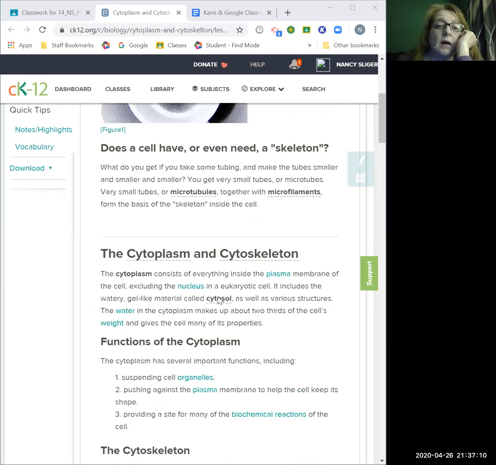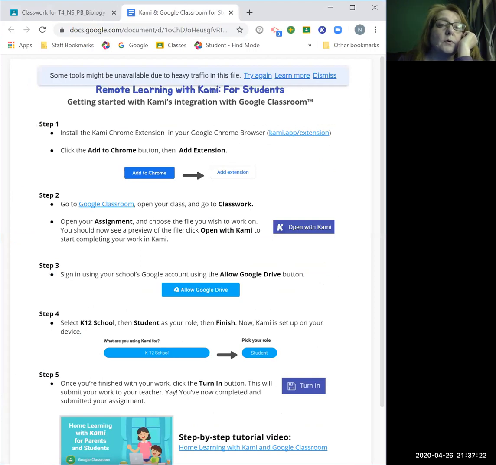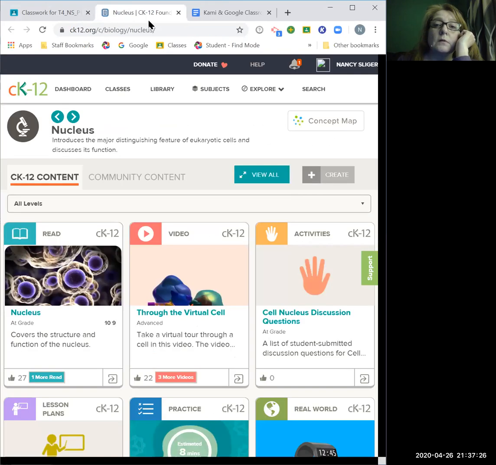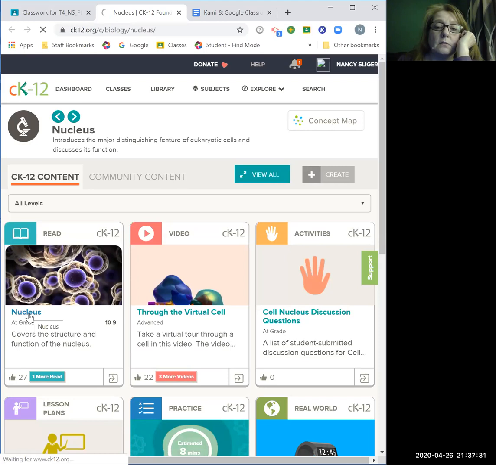All right, so now I'm going to go down here to the nucleus, and I'm going to enlarge that. I'm going to get rid of that one, and when this one loads, I'm going to pull it over here so we can look at it also. Okay, I'm going to enlarge this page here.